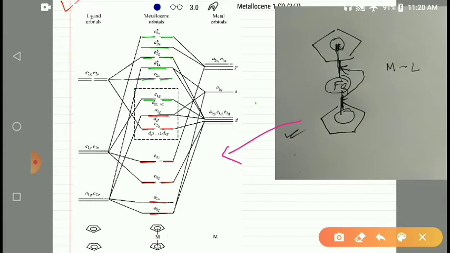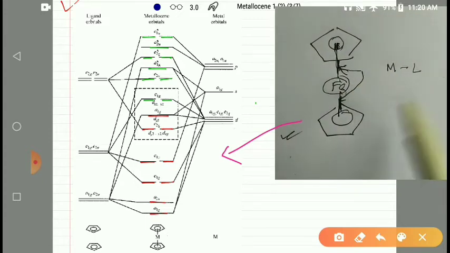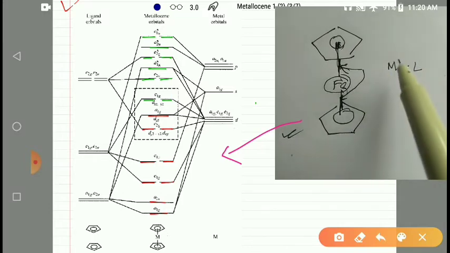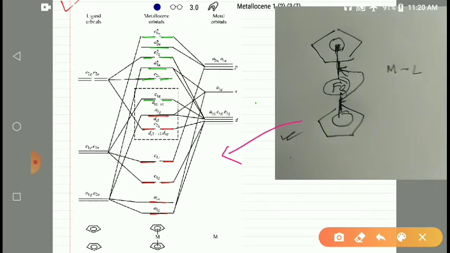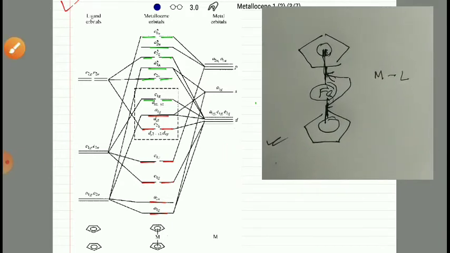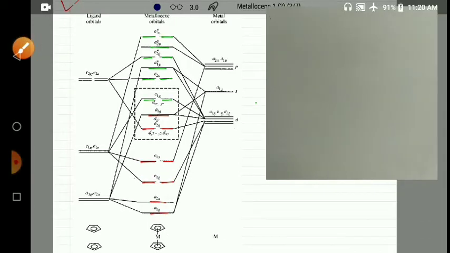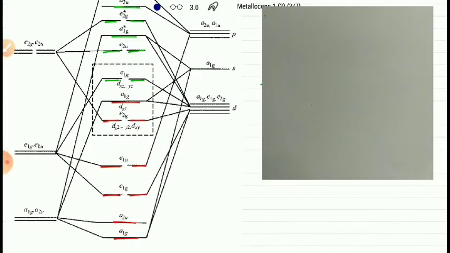So which orbital is going to stabilize this bond, and how are we going to know which will contribute to the stability of this bond? For that we just have to go to the molecular orbital energy diagram. If you zoom in on this one, here, you have this.